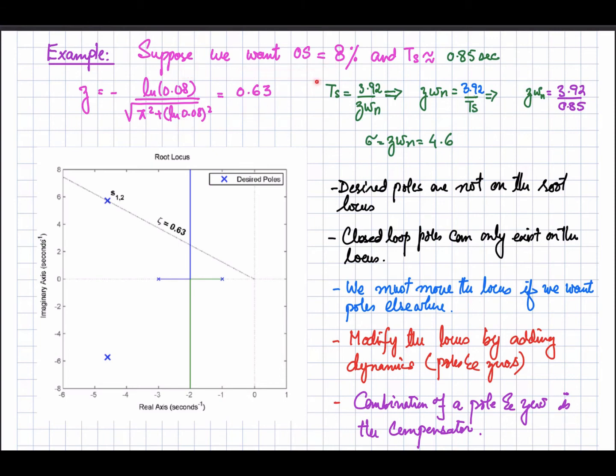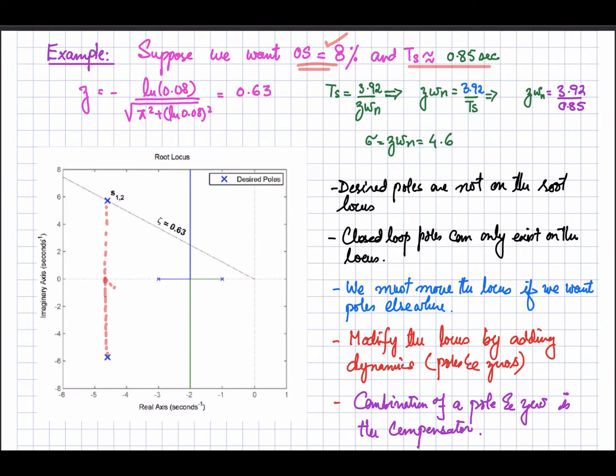We know that the settling time is given as 3.92 divided by zeta omega n. So zeta omega n will be equal to 3.92 divided by Ts, and Ts is given to us, that is equal to 0.85. So zeta omega n will be equal to 4.6, right? So along the real axis, the position of the closed loop pole will be at minus 4.6. You can observe in this that this is the desired position of our closed loop poles, so that we get 8% overshoot and our settling time is 0.85 second, right?